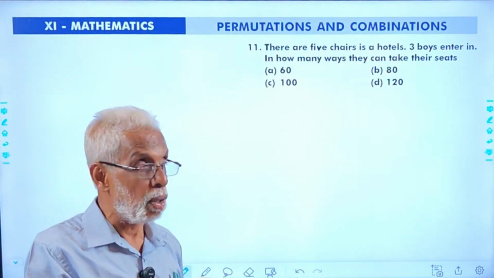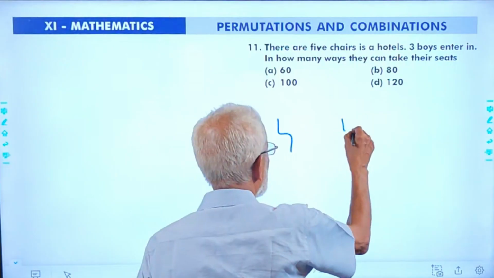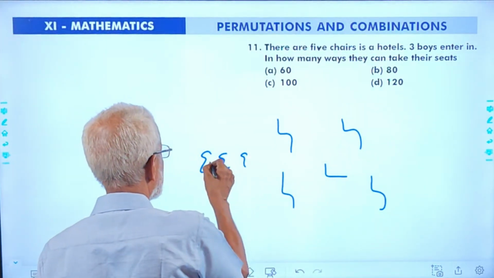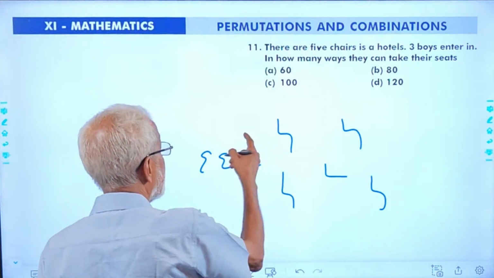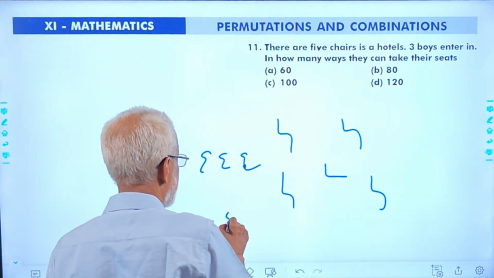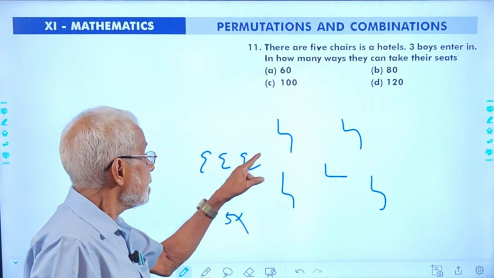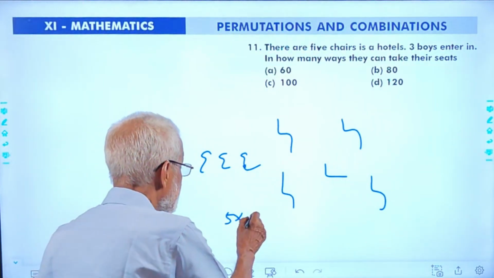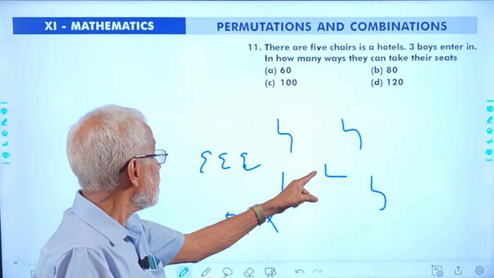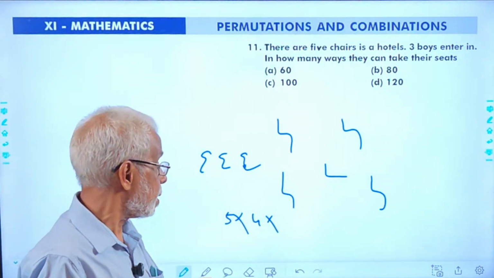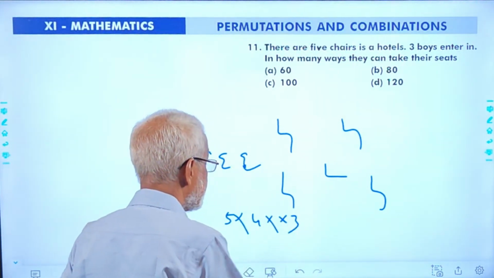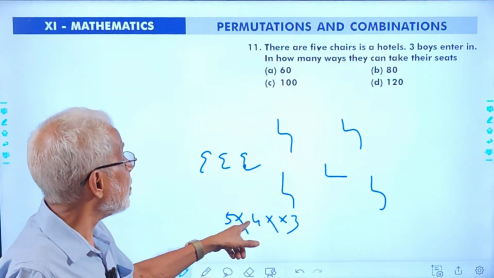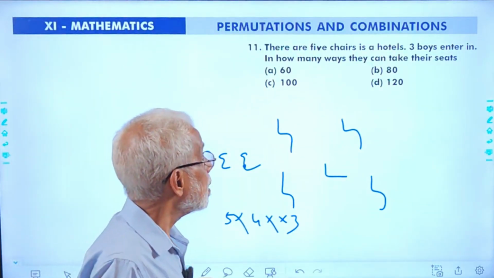There are 5 chairs in a hotel. You look, 1, 2, 3, 4, 5. And 3 boys enter in. The first boy can take his seat in any one of the 5 chairs, that is in 5 ways. There are 4 chairs left for the second boy. Therefore, the second boy can take his seat in 4 ways. And for the third boy, there are 3 chairs left. Therefore, the third boy can take his seat in any one of the remaining 3 chairs. Hence, total number of ways 5 into 4 into 3.